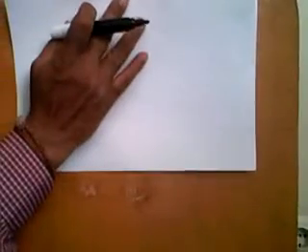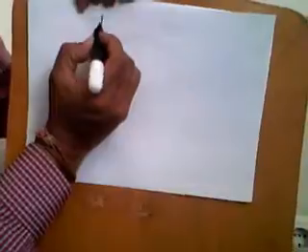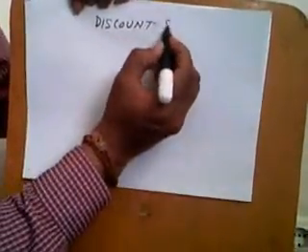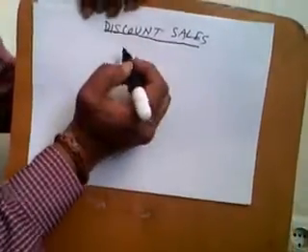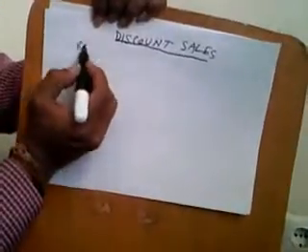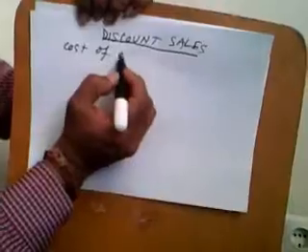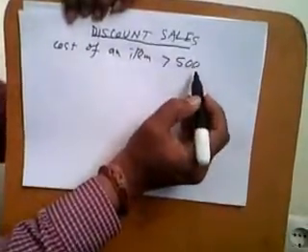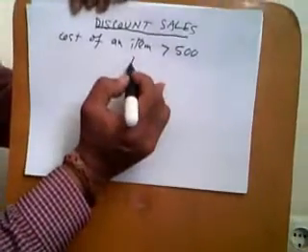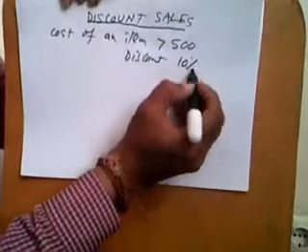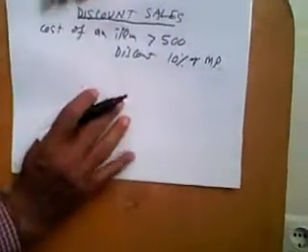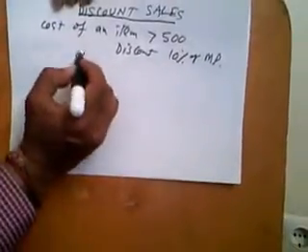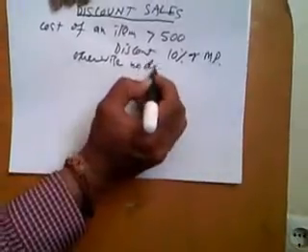Another example. If I take up, usually in discount sales, you say if the cost of an item is above 500 rupees or dollars, whatever it is, then you say discount 10% of marked price. Otherwise no discount.